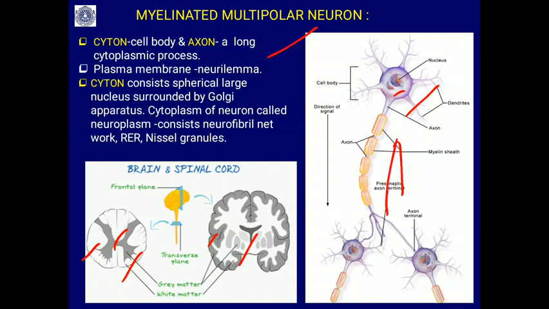Then the axon is connected to the other neuron, either to the dendrite of the other neuron or to the cyton of the other neuron.